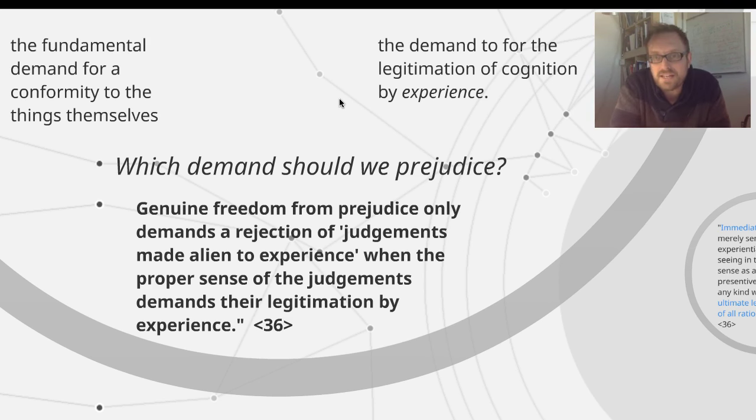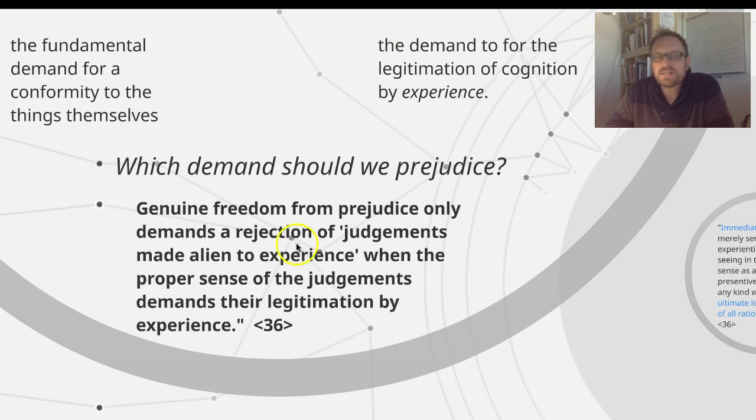For instance, and of course he's thinking about mathematics here, take the statement that all triangles have three sides. I think we can all agree that's true. But to know that, we don't need experience to verify it. I don't have to go look at different triangles to make sure the claim is true. I do need to make sure that my claim is in conformity with the thingly nature of triangles. Of course, it's the definition of triangles, a description of the essence of triangleness. So in that sense, it meets the demand to conform to the things themselves, but it doesn't meet the other demand.